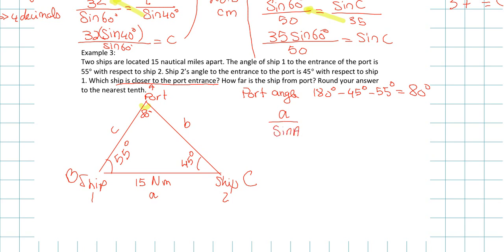Okay, so A over sine A and B over sine B. Perfect. All right, now I know what side A is, and I know what angle A is. So let's put it in. So 15 over sine 80 equal to B over sine 55. Same idea, cross multiply to solve for B.